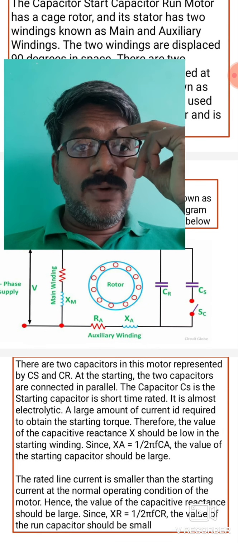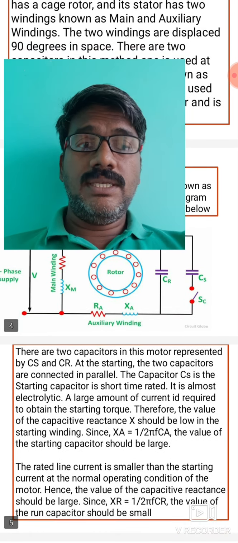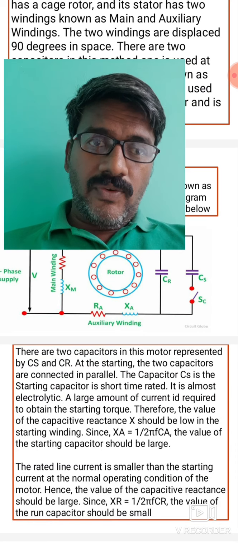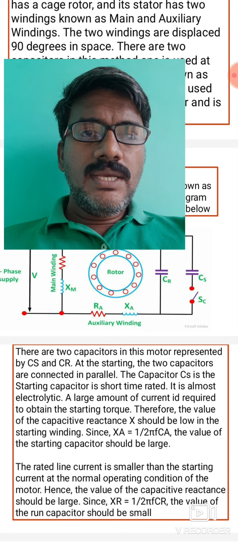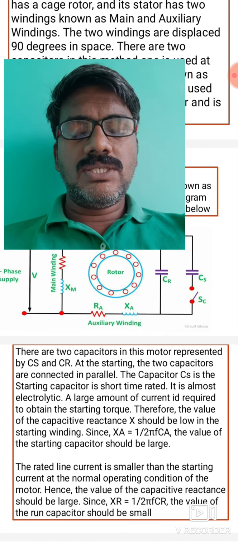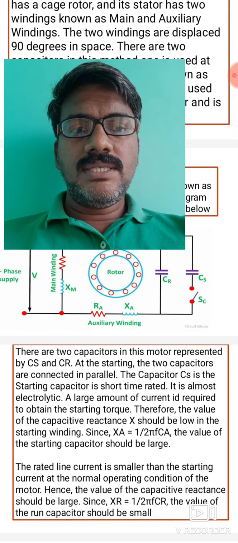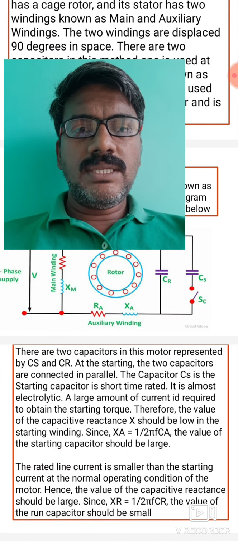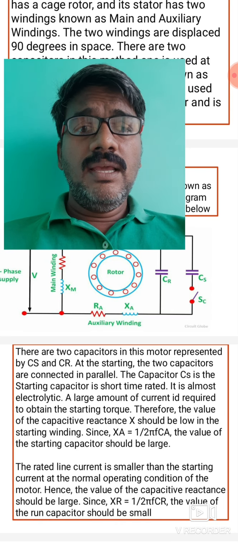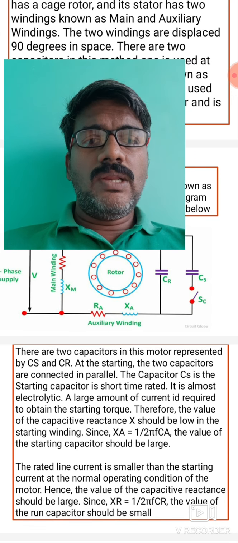So here in a two value capacitor motor we are using two capacitors, CR and CS. One is a higher value, another is a lower value. CS is the starting capacitor, CR is the running capacitor. At starting, the two capacitors are connected in parallel. The starting capacitor is short time duration and almost electrolytic.